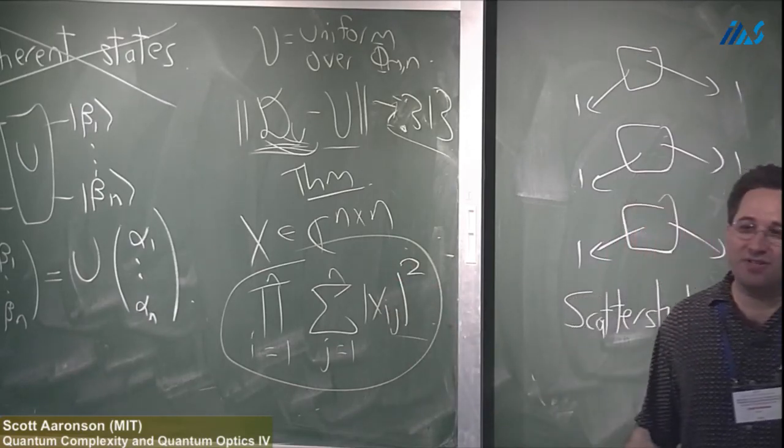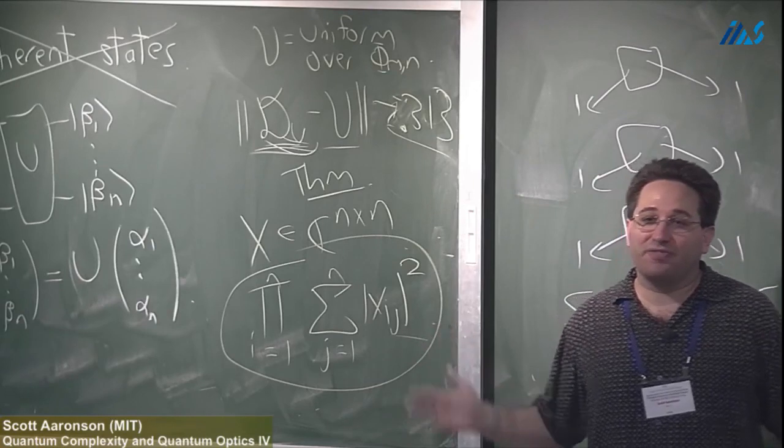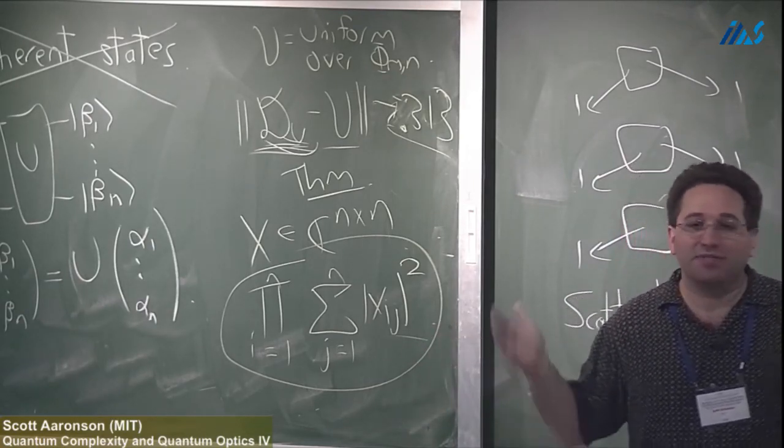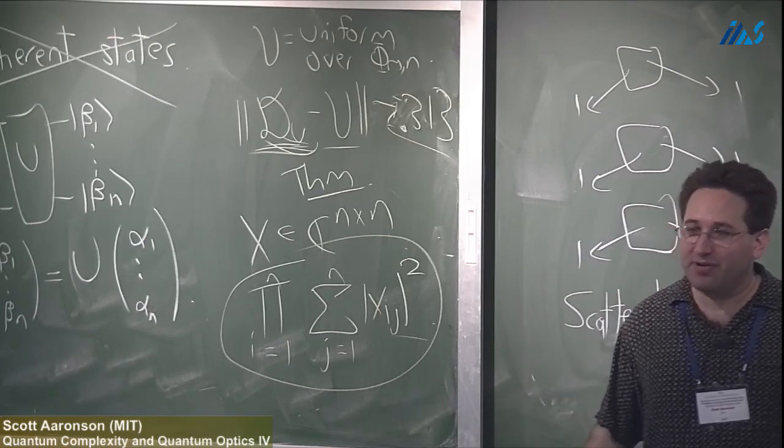The point is, if you could do this with 30 photons, with 40 photons, then I think the extended Church-Turing thesis becomes a lot less tenable. So that's what we're aiming for.